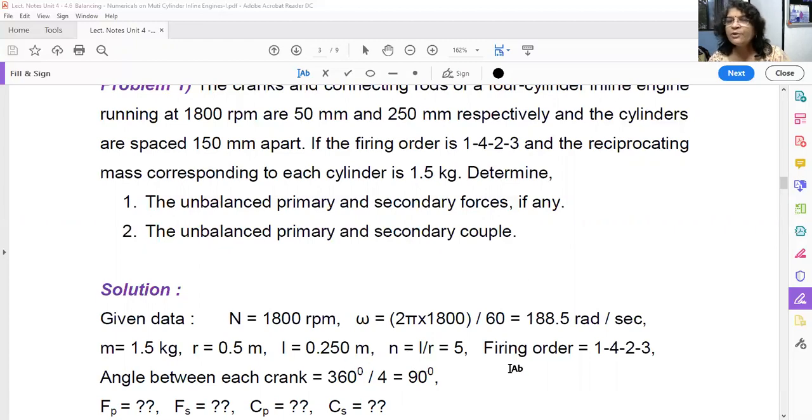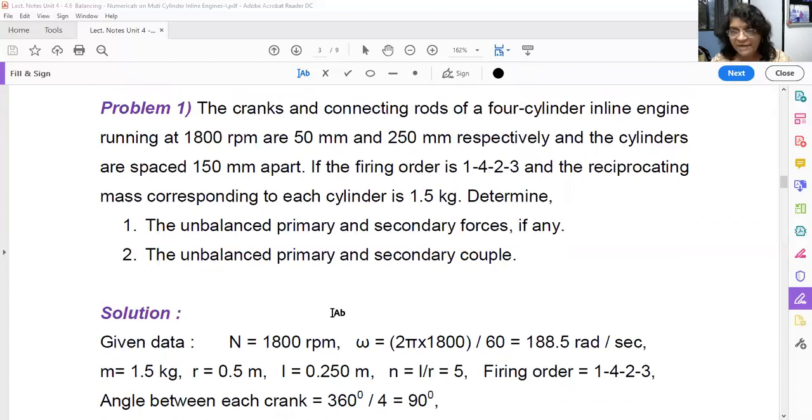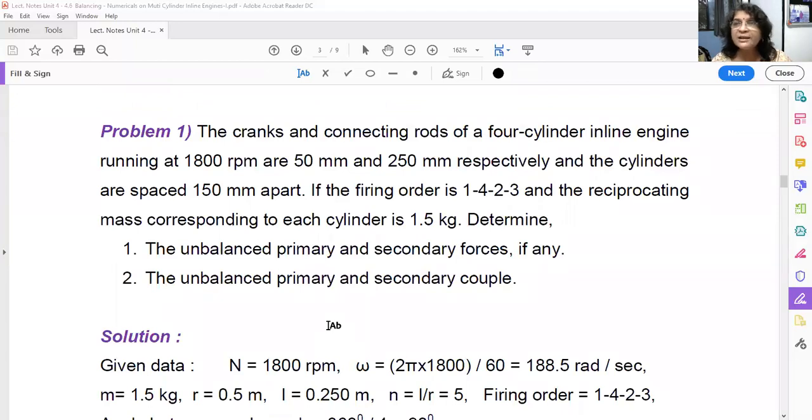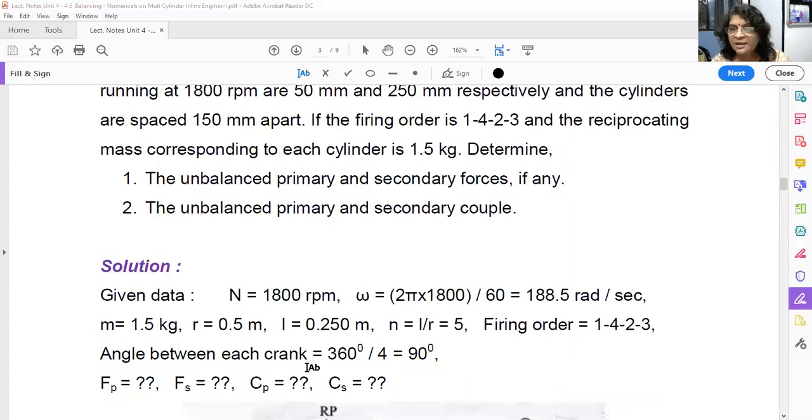And now here firing order is also given, that is 1423. Then angle between each crank, this is not given, but we can easily find out. As I told you in the earlier lecture, if it is a 4-cylinder engine and it is a 2-stroke engine, how to find out the angle between each two cranks? 360 divided by 4, that is 90 degree. So each two cranks will be making angle 90 degree with each other.